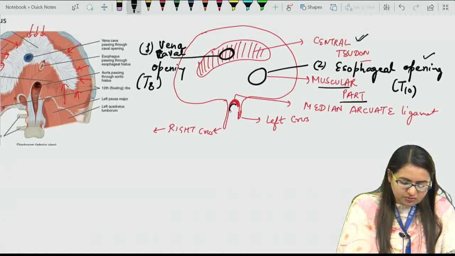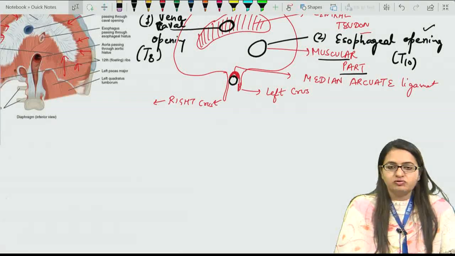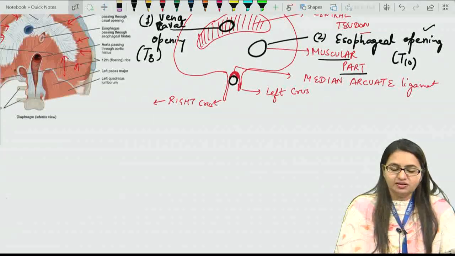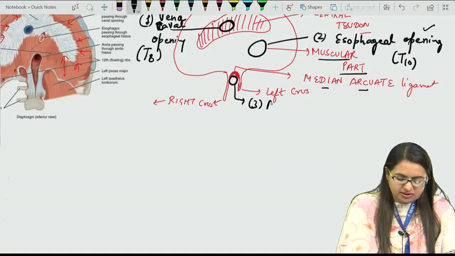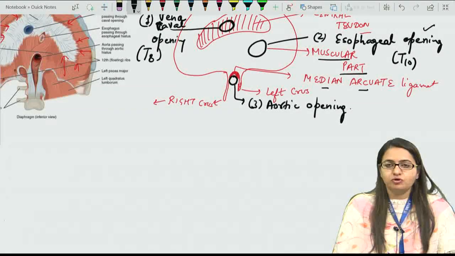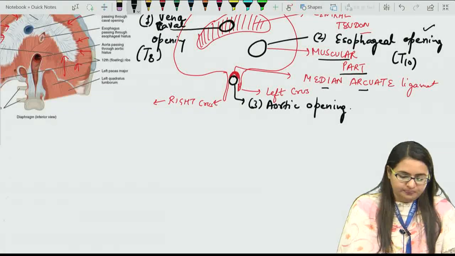The third opening is present over here. This is the location of the third opening. This is the aortic opening, and it is present between the two crura, or we say it is present behind the median arcuate ligament. So this is the third opening, termed the aortic opening. The structures which pass through this aortic opening are the aorta, along with that the thoracic duct and azygos vein. This opening is at the level of T12.